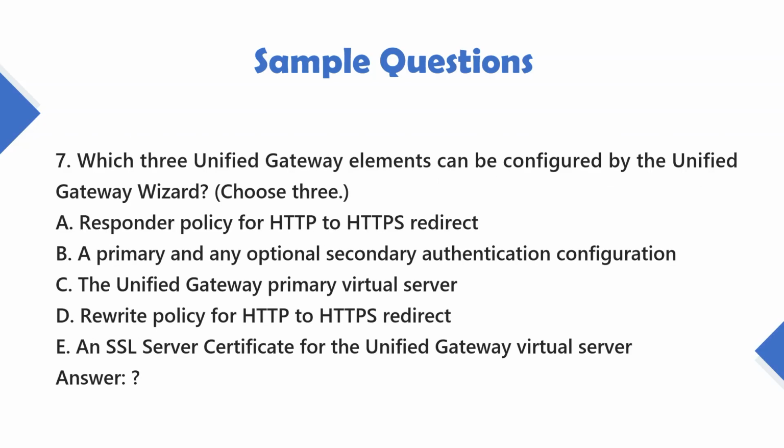7. Which three unified gateway elements can be configured by the Unified Gateway Wizard? Choose 3. A. Responder policy for HTTP to HTTPS redirect. B. A primary and any optional secondary authentication configuration. C. The Unified Gateway Primary Virtual Server. D. Rewrite policy for HTTP to HTTPS redirect. E. An SSL server certificate for the Unified Gateway Virtual Server.